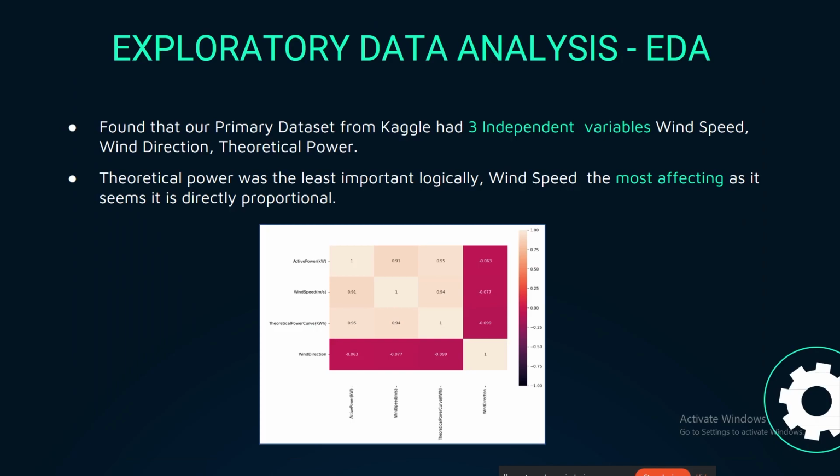Next comes the exploratory data analysis part. Here we found our primary data set from Kaggle, which has 3 independent variables: wind speed, wind direction, and theoretical power. So theoretical power was least important logically, and wind speed was the most affecting one. It seems as it is directly proportional to the wind energy output. So this is the heat map between the attributes.